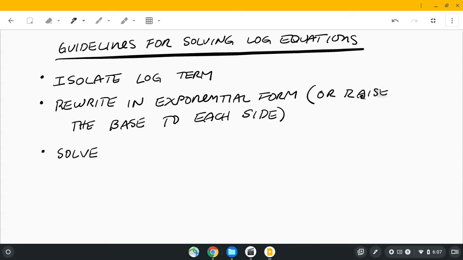When you do this second step right here, this is where you end up canceling the log. So once you get the log by itself, you're going to go ahead and cancel the log, and you do it by doing this second step here. Once you cancel the log, then you're able to solve for x. And the last step you need to do is check.